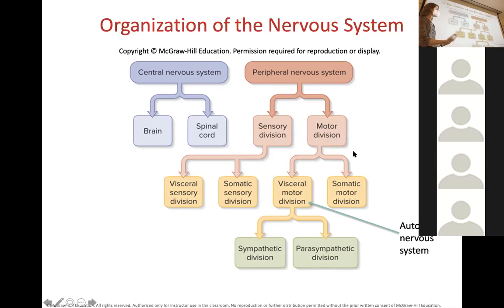And then one further division is where we break down the visceral motor division, which I've noted there is also called the autonomic nervous system. That term will come up again. So I want to make sure you know we're talking specifically about this when we do the autonomic nervous system. You can break that down into the sympathetic and the parasympathetic. So the excitatory aspect is the sympathetic. The calming half of that is the parasympathetic.